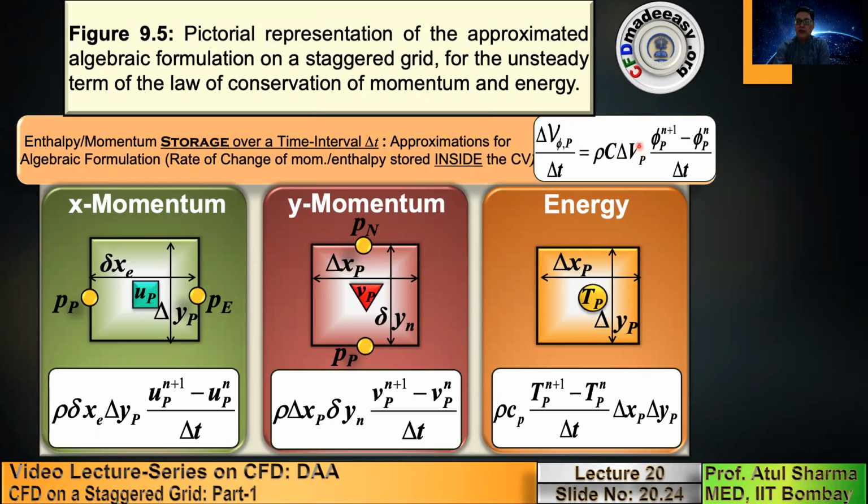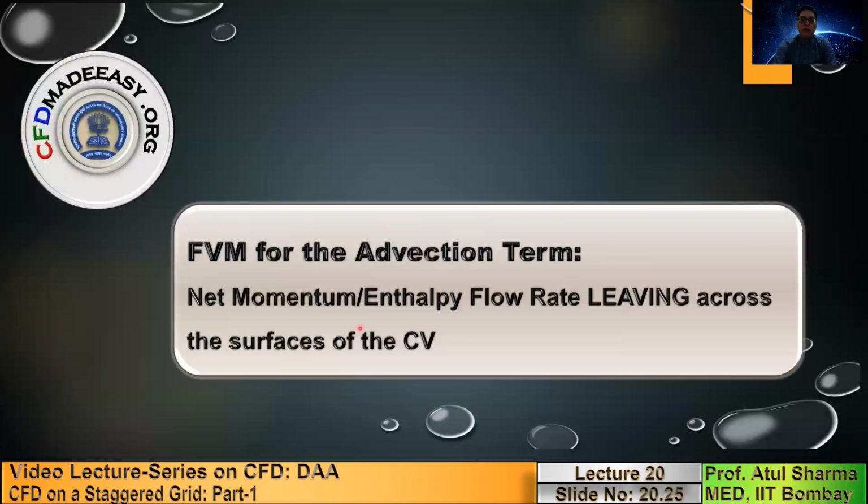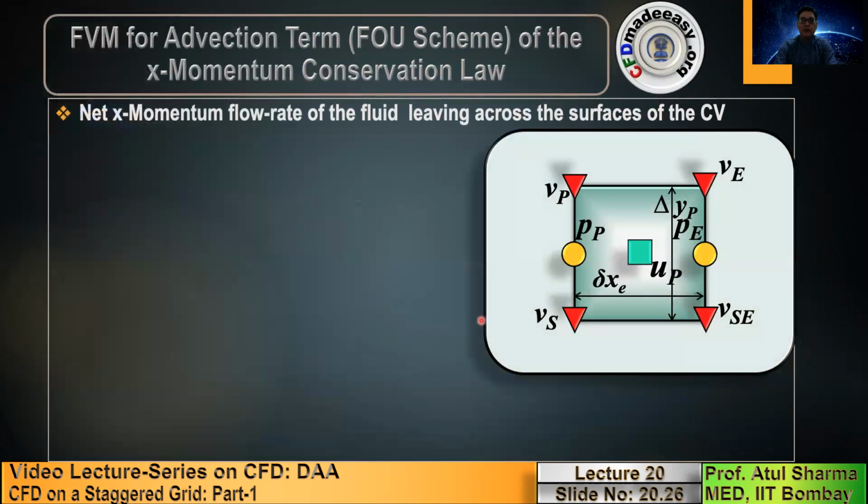However, this volume is different for the three staggered control volumes if you consider a non-uniform Cartesian grid, and this is the volume which is shown here, and the difference is highlighted here for the two control volumes. From the first unsteady term, we move to the next term, which corresponds to the advection term. It corresponds to the net momentum or enthalpy flow rate leaving across the surface of the control volume. So let us start one by one. Let us start with x momentum, then we'll go to y momentum, and then to energy.